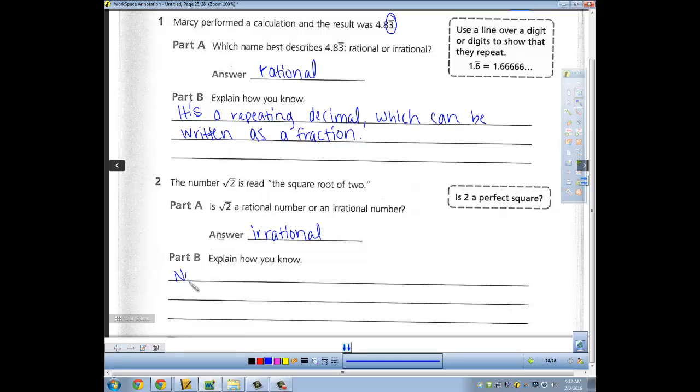It is not a perfect square. So you would get a decimal that goes on forever without repeating.